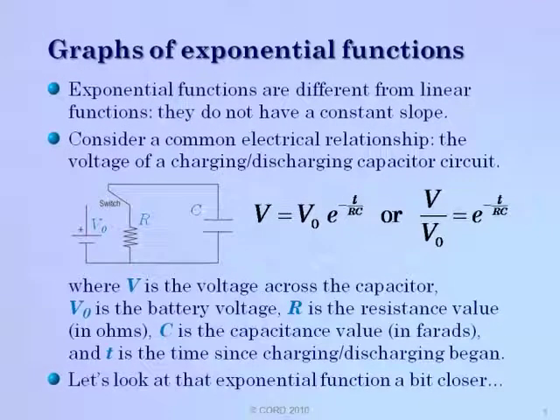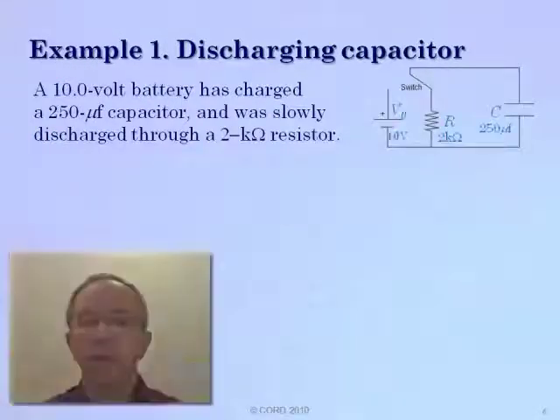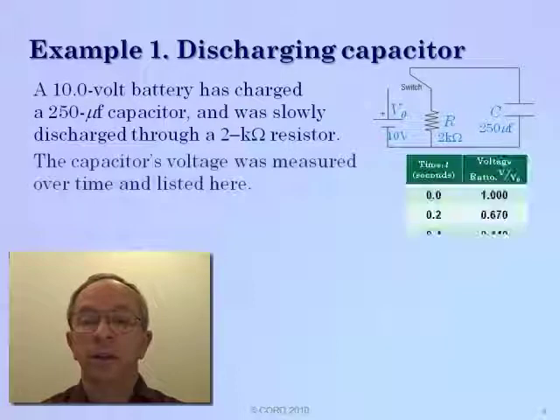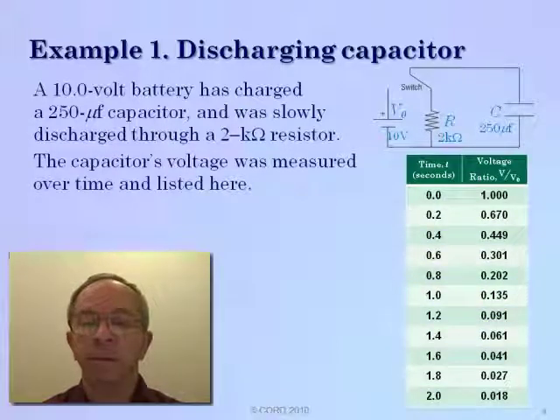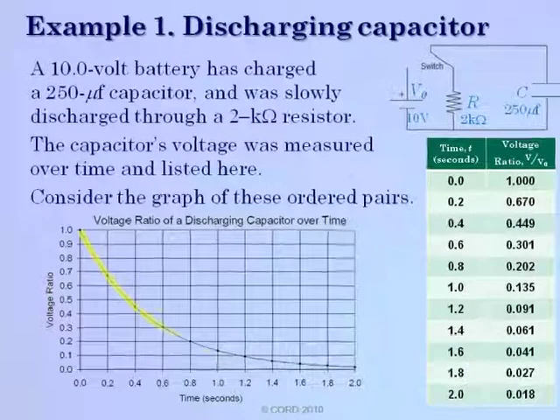Let's look at that exponential function. So if we have a 10-volt battery charging a 250 microfarad capacitor and is being slowly discharged through a 2 kilo ohm resistor when we close the switch, then the capacitor's voltage can be measured over time, as we've shown here. At time 0, it exactly equals the battery voltage, and so the ratio of V over V0 is 1. But then as it begins to discharge, its ratio begins to drop down closer and closer to 0. Let's consider a graph of these ordered pairs.